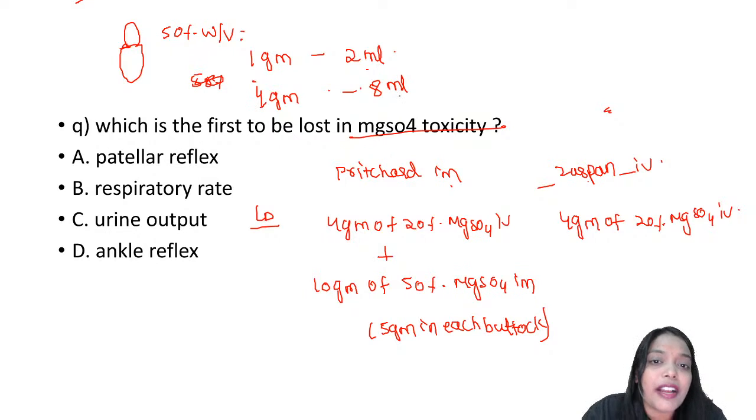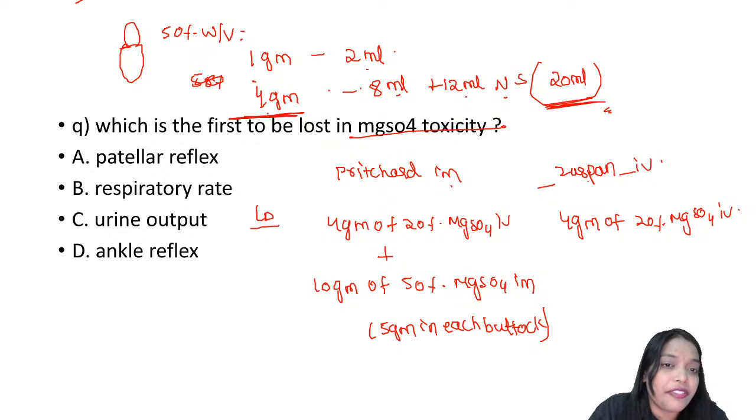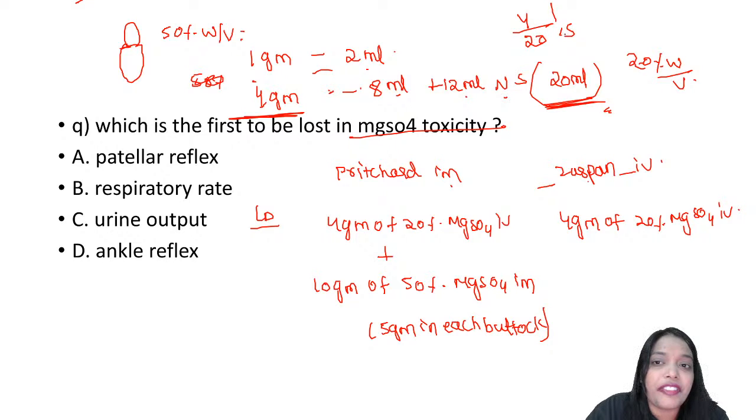But if I give 4 grams as 8 ml, it is 50% dilution. But I have to make it 20%. So to this 8 ml, I'll add 12 ml of normal saline. So this becomes 20 ml. In 20 ml you have 4 grams of magnesium sulfate. So 1/5. 1/5 is nothing but how much is the dilution? 20% weight by volume. 4 grams in 20 ml is 1/5, which means 20% weight by volume.